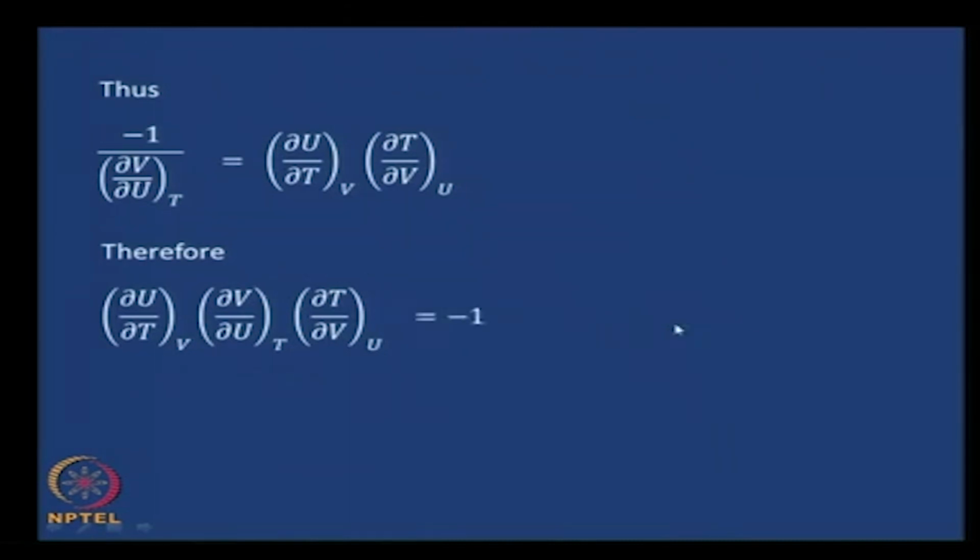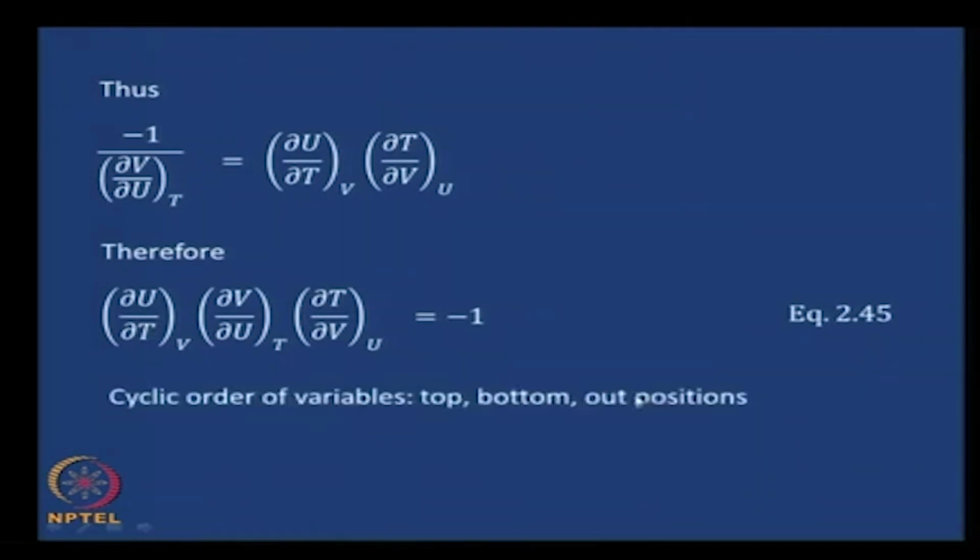What I would like you to note, of course this is equal to minus 1 the other side, and we will call this equation 245. What I would like you to note is the ordering here. It is a cyclic order in terms of top, bottom and out. Whatever was in the top comes to the bottom in the next, whatever was in the bottom comes out, and whatever was out goes to the top.